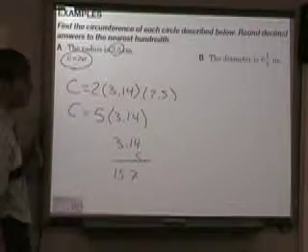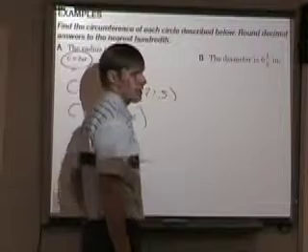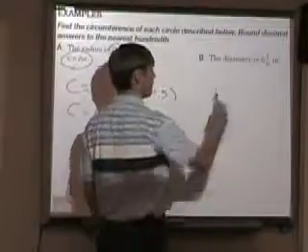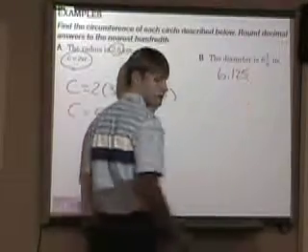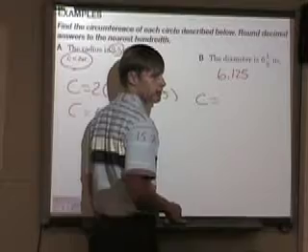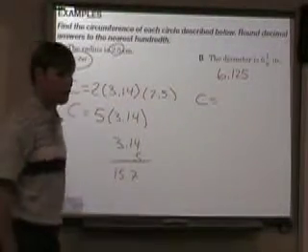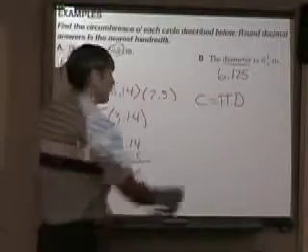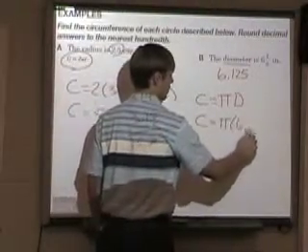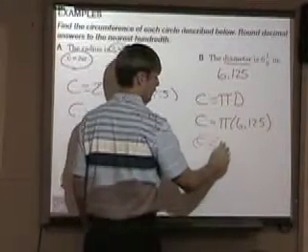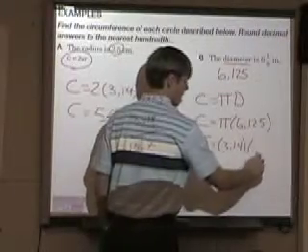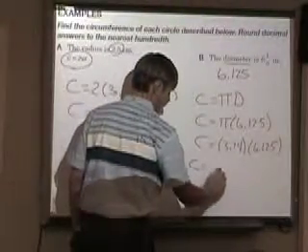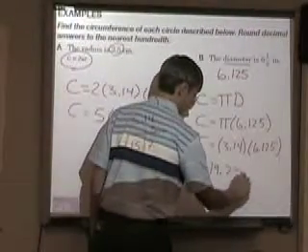Okay, on this next one, we have the diameter is 6 1/8. Can we make 6 1/8 into a decimal? Yes. What is 6 1/8 as a decimal? 6.125. So the circumference, what formula do we use? They gave us the diameter, so pi times the diameter. Okay? So we've got circumference equals pi times 6.125. So the circumference equals 3.14 times 6.125. And what does that equal? 19.2325.